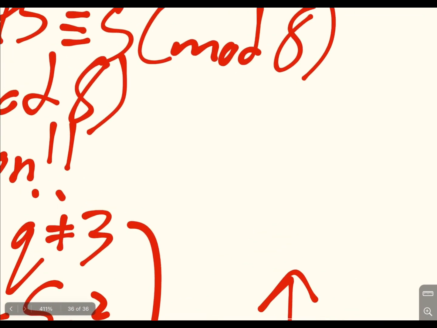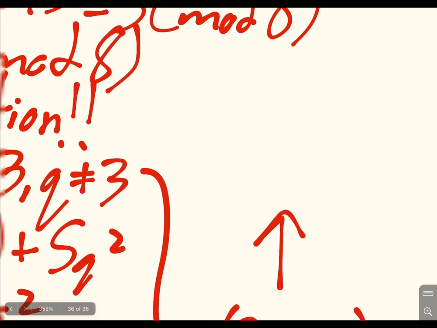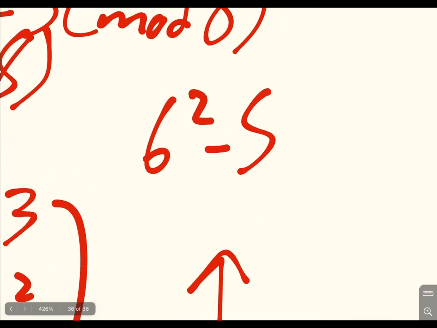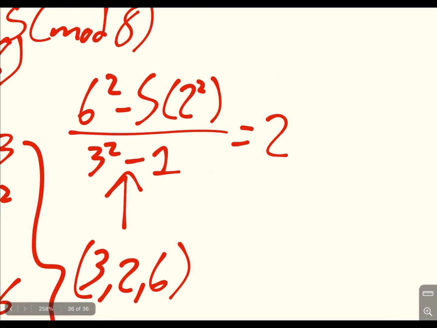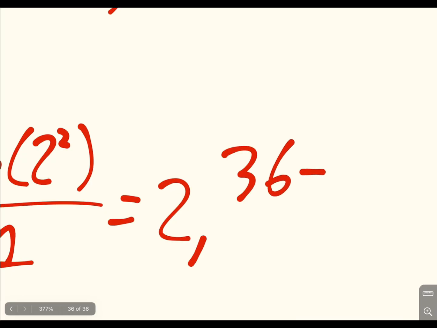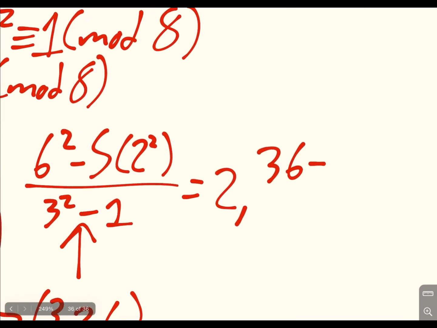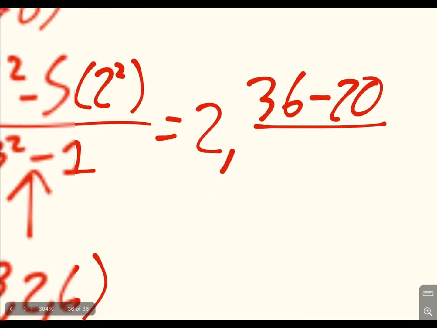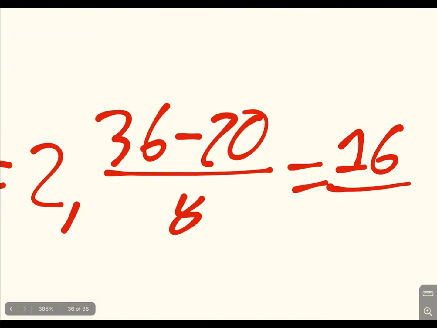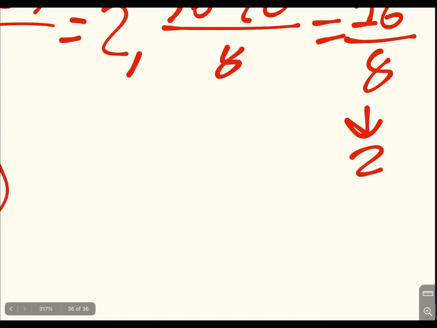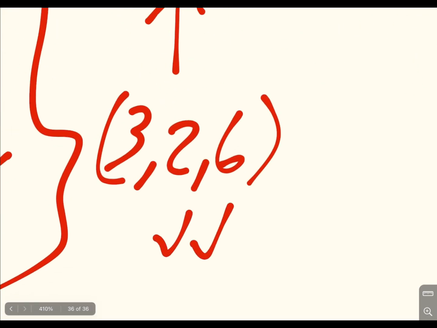So it would be 6 squared minus 5 times 2 to the 2 over 3 squared minus 1 being equal to 2, which simplifies to 36 minus 20 over 8, which is equal to 16 over 8, and that's equal to 2. So yeah, this is a pair. This works.